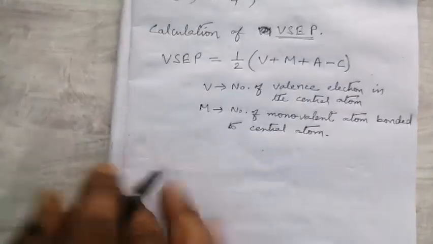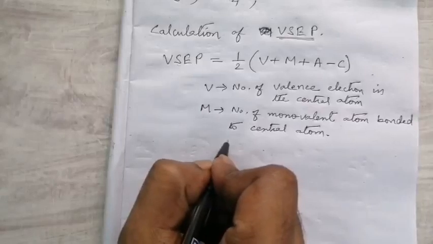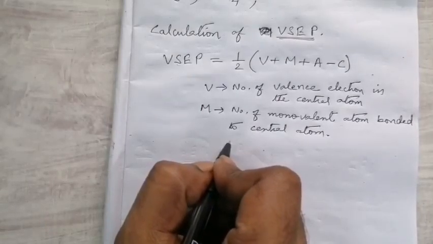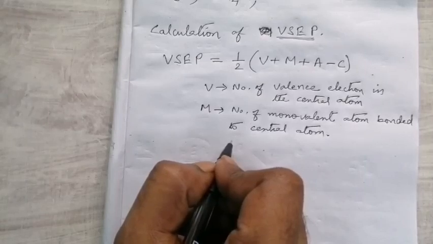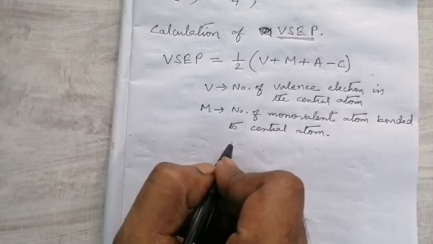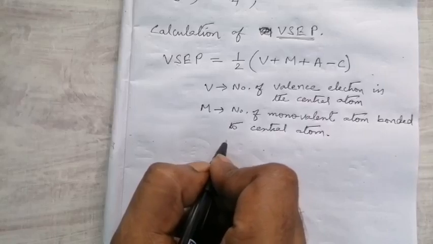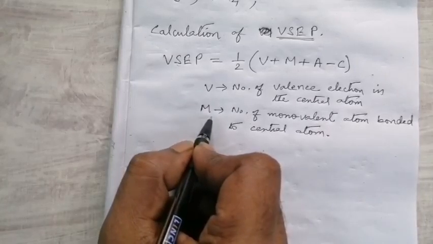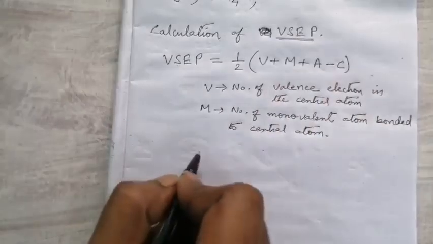What is a monovalent atom? For example, fluorine is a monovalent atom whose valency is 1. Chlorine, the valency is 1. Hydrogen, valency is 1. So they are all monovalent. But if you talk about oxygen, its valency is 2, so it is called divalent. For example, nitrogen has 3 valencies, so it is trivalent. So monovalent means all those elements which have valency 1.